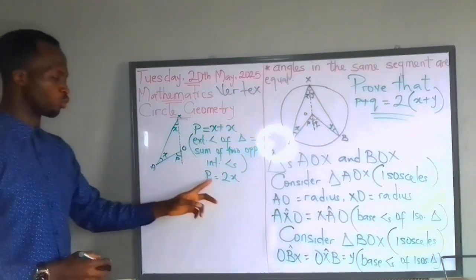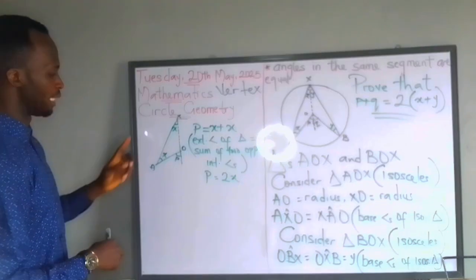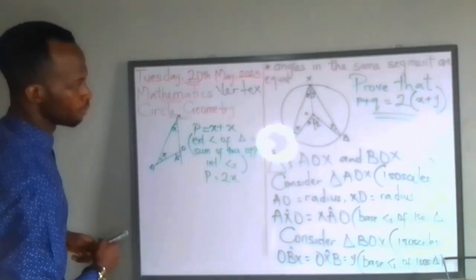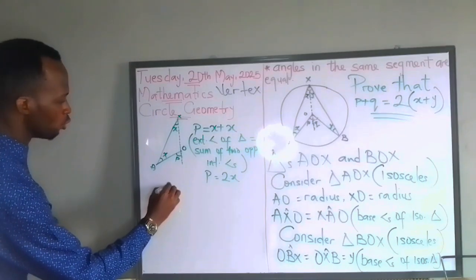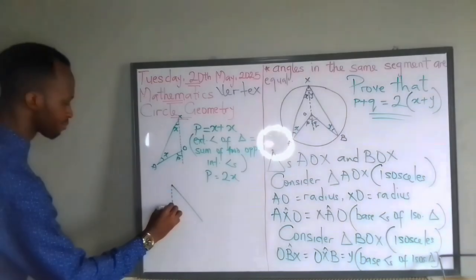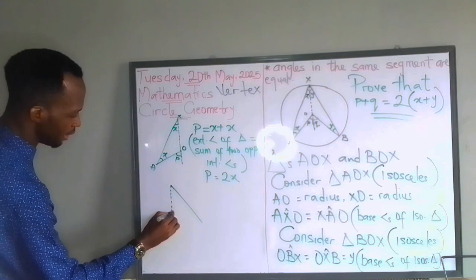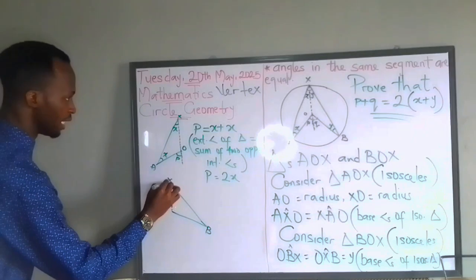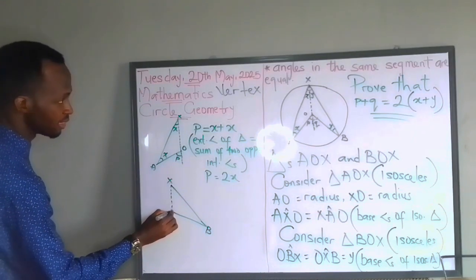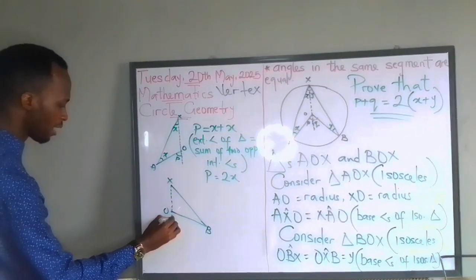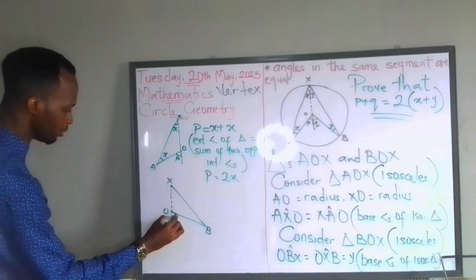P is equal to what? 2x. Pay attention. Now, let's go to Q. Let me bring out Q. So, for the triangle, let me draw it this way for proper understanding. So, you have this, this is B, this is X, and this is the center, which is O. So, this angle here is Q.